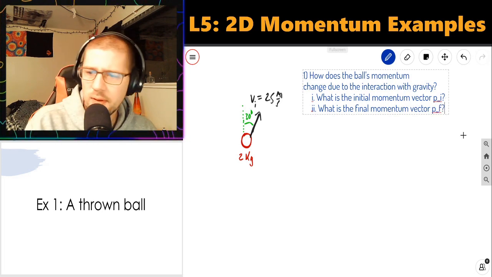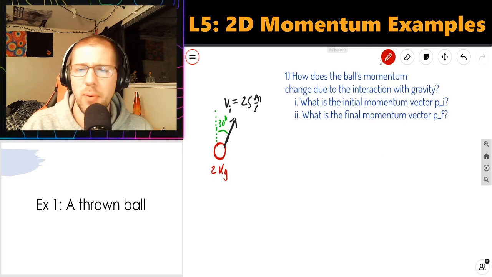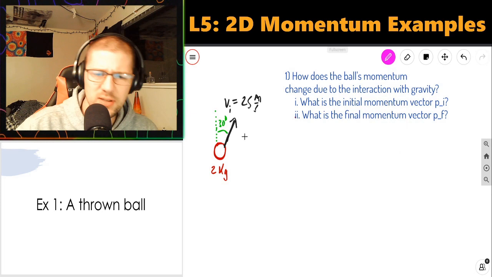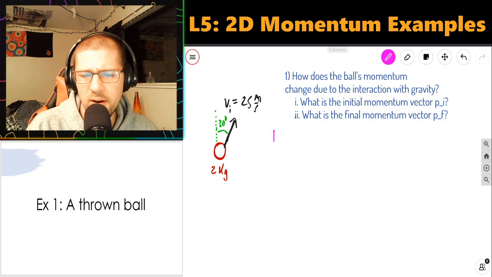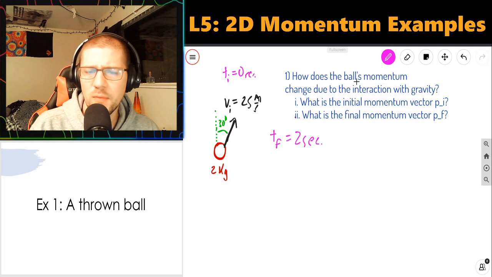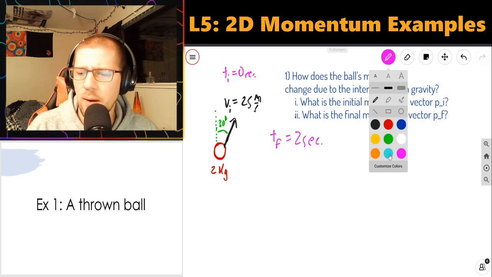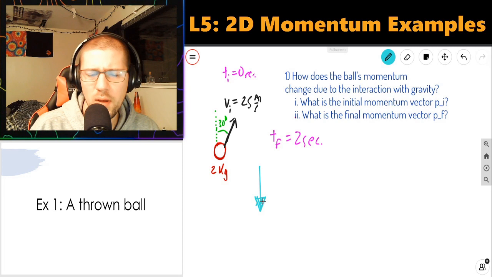Okay, so I realize now I need to specify two more things. This is just me setting up the problem still, this is not something that you're supposed to know. The first thing I'll specify is that my final time, t final, is 2 seconds after my initial window here. So t initial is 0 seconds. The very last thing you need to know to solve this problem is that the force of gravity acts down. And on this ball, the force of gravity is going to be 20 newtons.